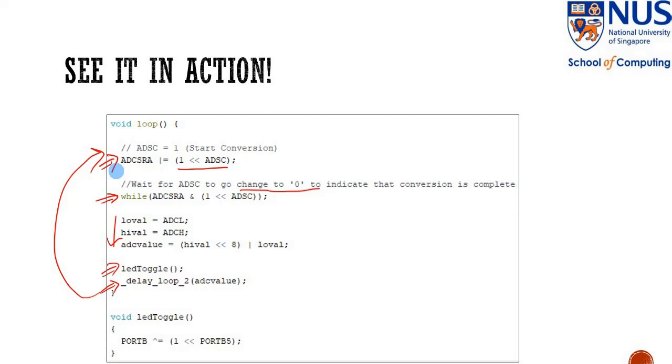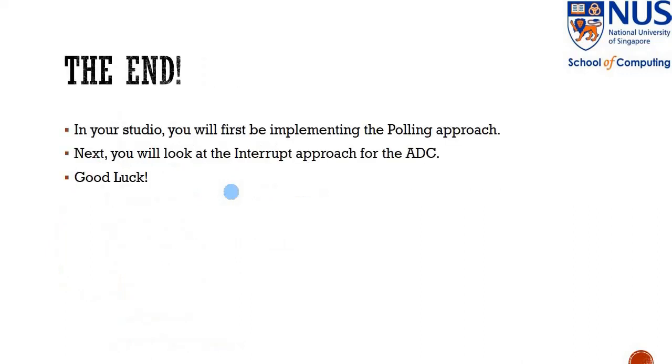That is what you're going to be doing for the first part of the studio, which is the polling approach. Later on we'll be switching over to interrupts for the next part of the ADC studio. And finally we'll also be integrating the PWM element from our earlier studio into this studio, so we'll have both ADC and PWM running concurrently.